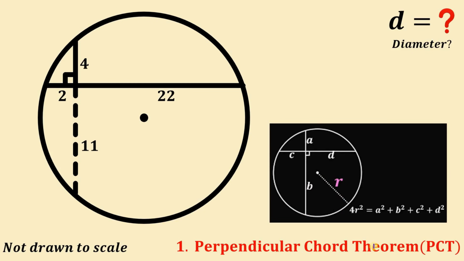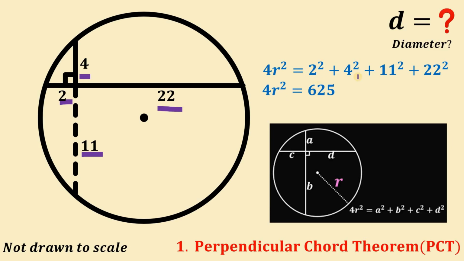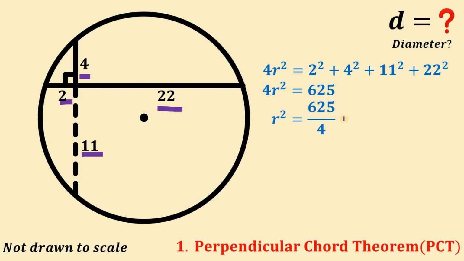So we can use the PCT, or the perpendicular chord theorem. So we can say that 4r squared equals 2 squared plus 4 squared plus 11 squared plus 22 squared. Now simplify this. We have 4r squared equals 4 plus 16 plus 121 plus 484. We have 625. And we want to solve for the value of r. Now divide both sides by 4. We get r squared equals 625 over 4. We get the square root on both sides. Sure enough, r is positive, so r equals 25 over 2.